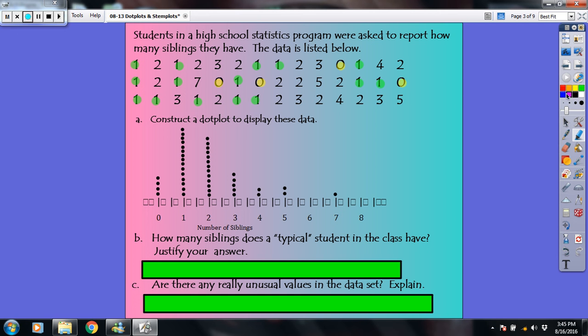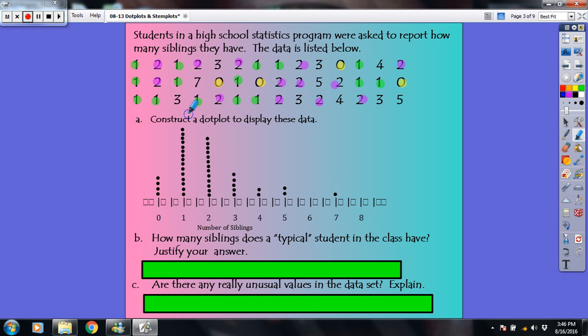And then I see number 2. There's 1, 2, 3, 4, 5, 6, 7, 8, 9, 10, 11, 12, 13. So now I put 13 dots above the 2.